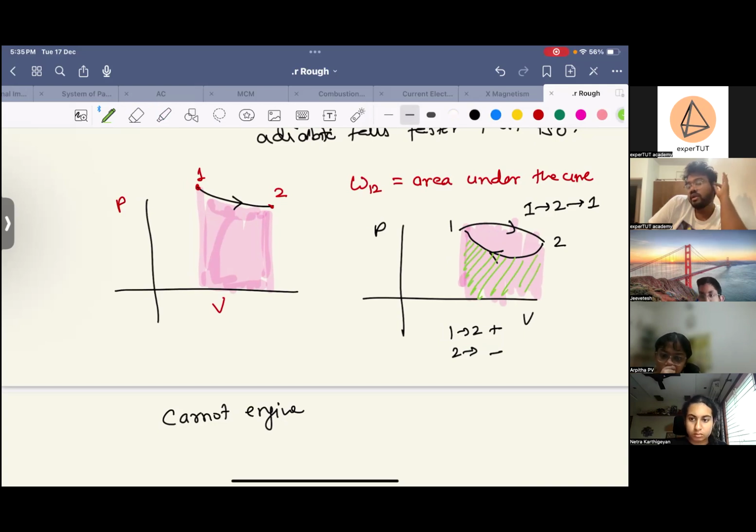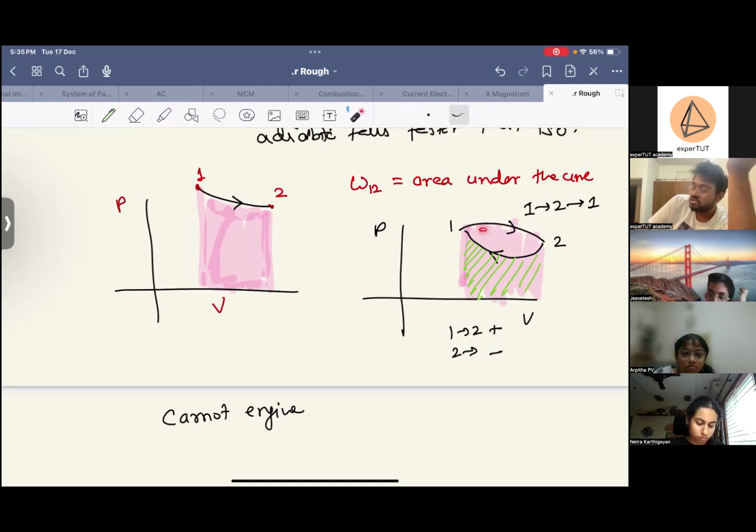So, what is the net work? The net work done is the work done 1 to 2 plus 2 to 1, right? But the 2 to 1 work is negative. So you have the total pink area positive, and you add to that the green negative, what will you get? You will get only this much. Yes or no?